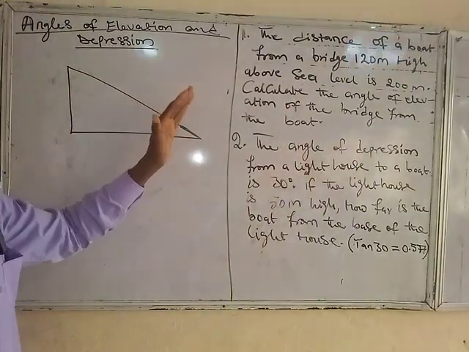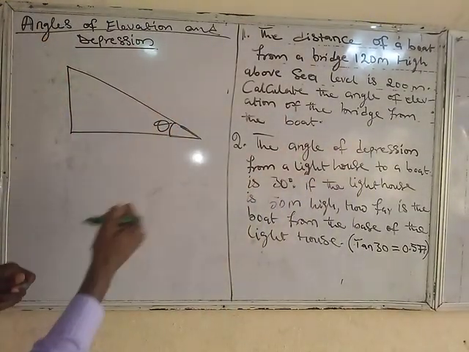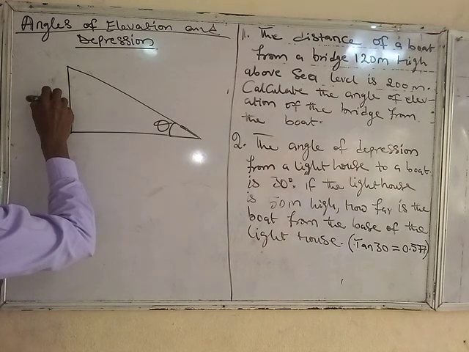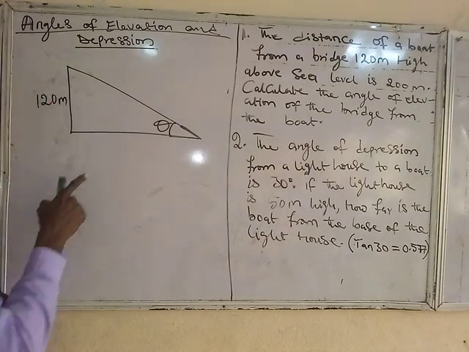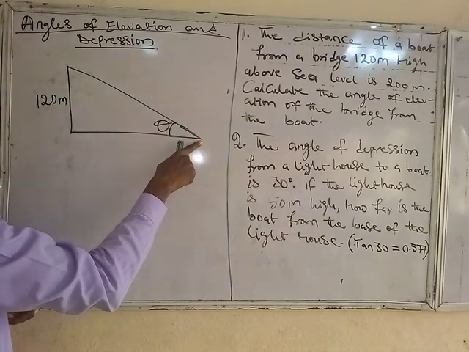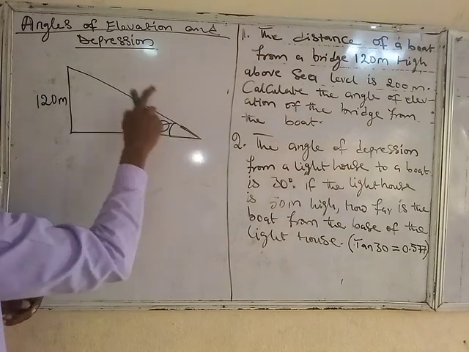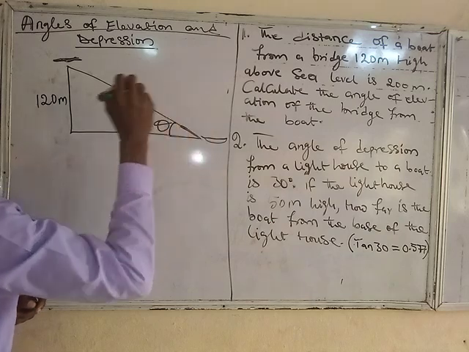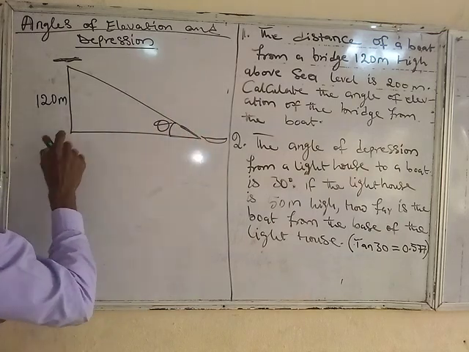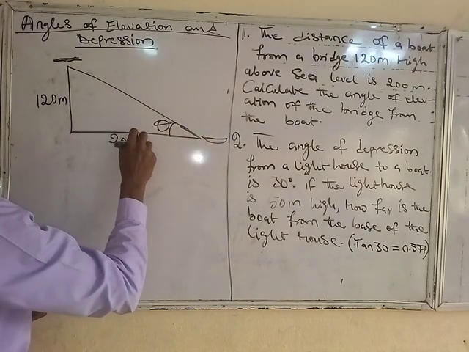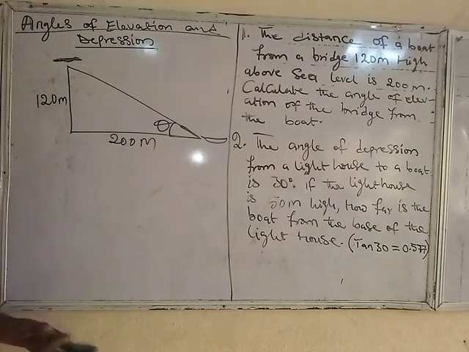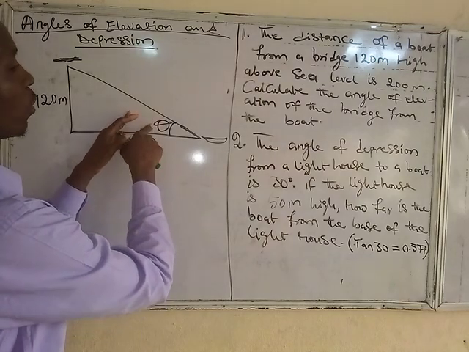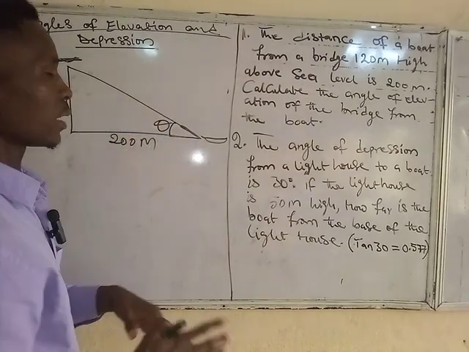So the height was given to be what? 120 meters. And the distance from the base of the bridge, this is the bridge, and here is the boat. So the distance from here to here is 200 meters. The question is, what is the angle of elevation formed?